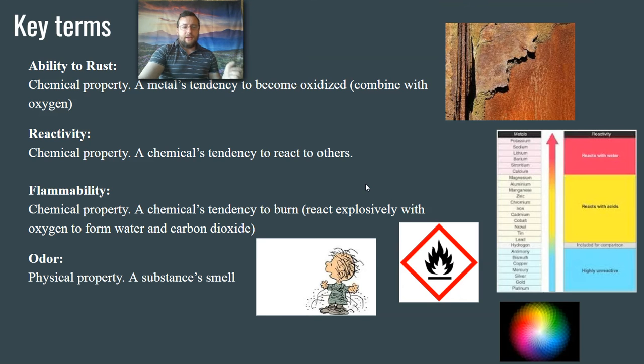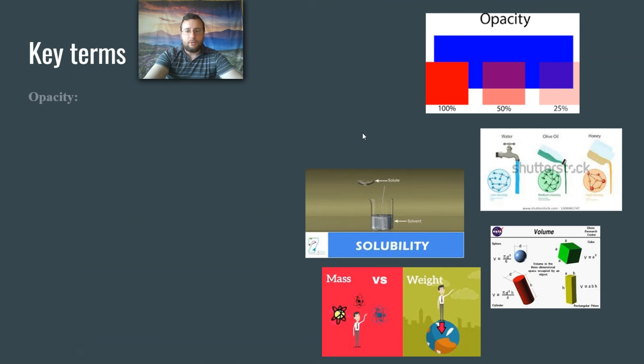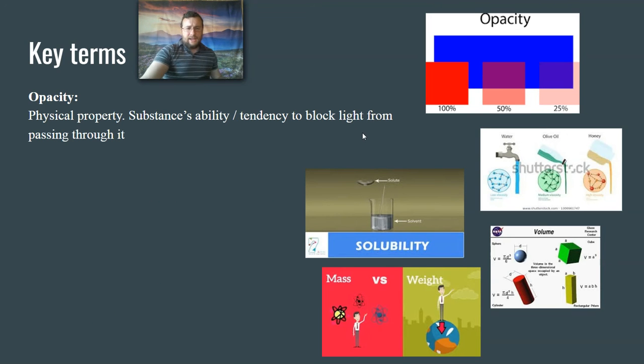Odor is a physical property because you do not need another chemical for that chemical to have its own smell, right? In other words, the substance's smell has to do with its own physical characteristics. Likewise, color. It's basically just what wavelength of light the material tends to reflect. So that too is going to be a physical property. Opacity is whether or not you can see through it. It has nothing to do with reacting, physical property.